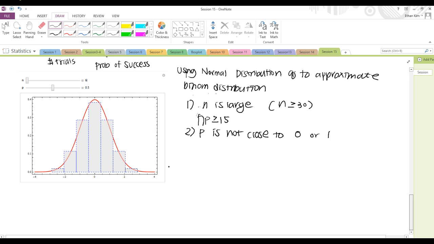In a nutshell, it goes as follows. We know that the expected value of binomial is n times p, and variance is npq. Correct? We replace mu, which is the population mean, with the expected value, which is np, and sigma square with npq. Okay, so let's look at an example and see how this works.